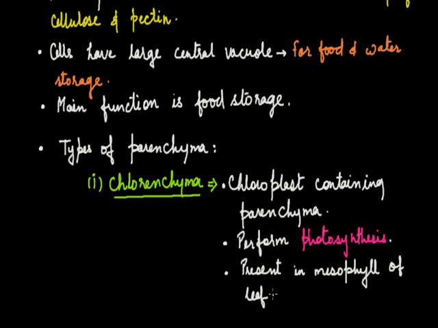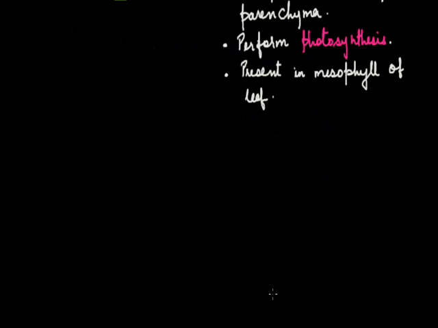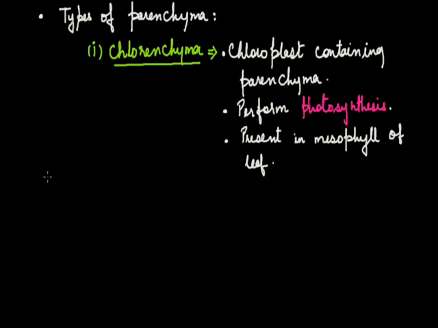Now we can clearly understand why the leaves are concerned mainly with the photosynthesis process, because they contain the chlorenchymatous cells, that is chloroplast containing parenchymatous cells. Now the second type, a special type of parenchyma, is called aerenchyma. This is a type of parenchymatous tissue, or these consist of parenchymatous cells which are provided with air spaces. So the aerenchyma can be defined as parenchyma which is containing air spaces.